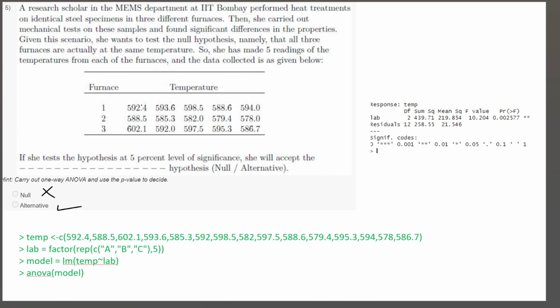So moving on to the fifth question. The fifth question is: a research scholar in the MEMS department at IIT Bombay performed heat treatments on identical steel specimens in three different furnaces. Then she carried out a mechanical test on these samples and found significant differences in properties. Given this scenario, she wants to test the null hypothesis, namely that all three furnaces are actually at the same temperature. So she has made 5 readings of the temperature from each furnace and the data is collected as given below.